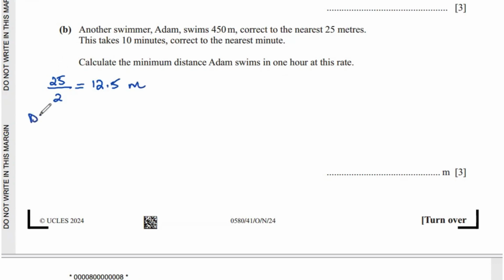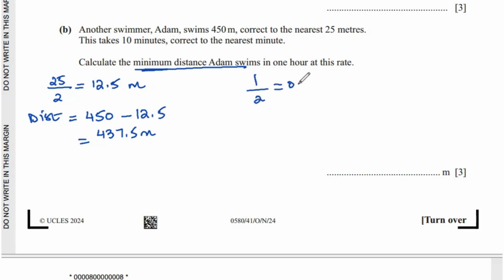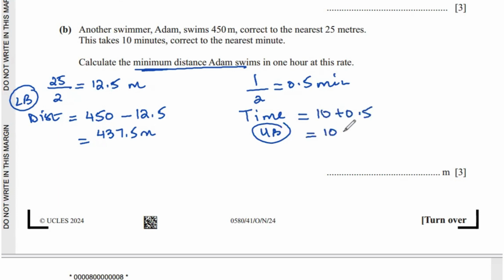So for the distance, we will subtract it. Why? Because they want the minimum distance. So 450 minus 12.5, which is going to give us 437.5 meters. Now for the time, it's saying that it takes 10 minutes correct to the nearest minute. So again, the degree of accuracy is 1, divided by 2, 0.5 minute. So for time, we'll find the upper bound. For distance, lower bound. For time, upper bound. So that's going to be 10 plus 0.5, which is 10.5 minutes.